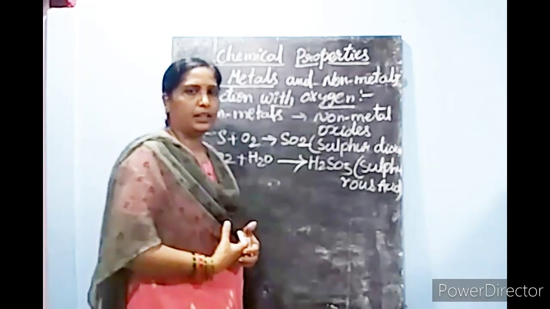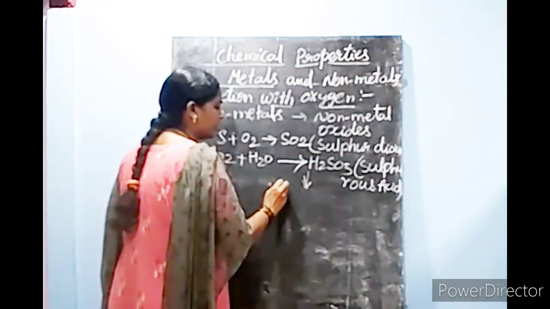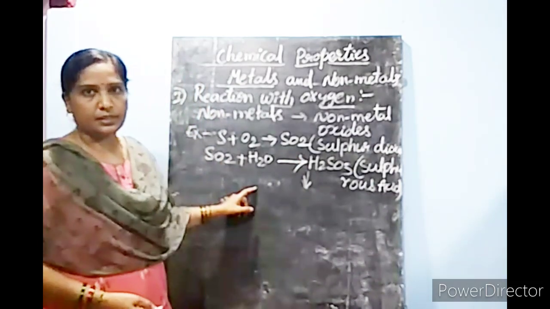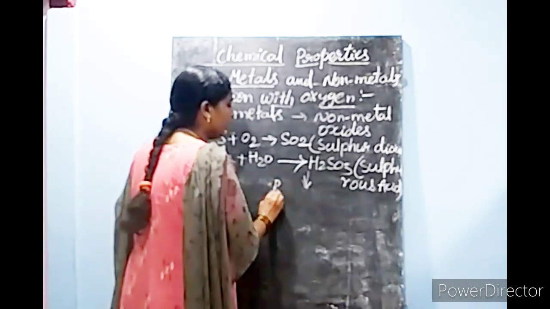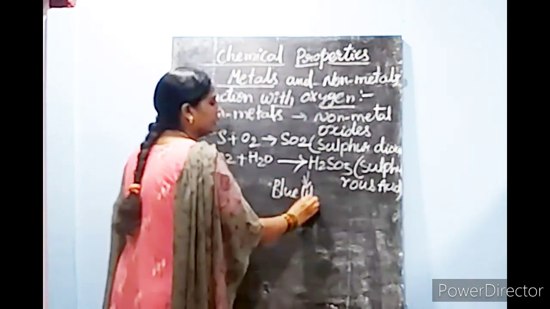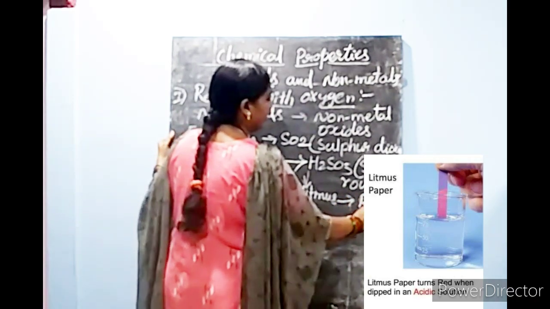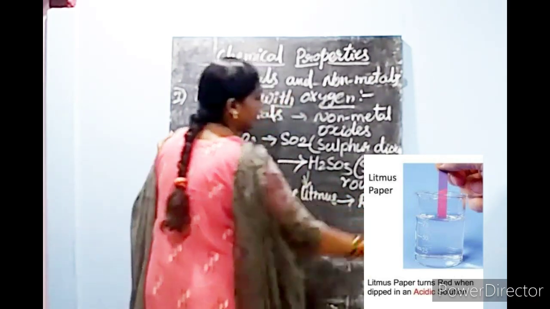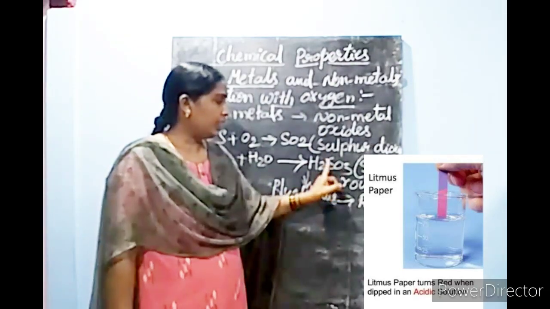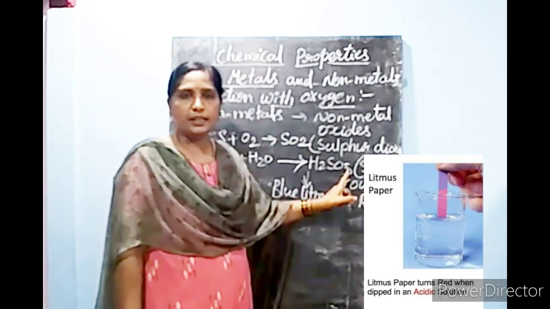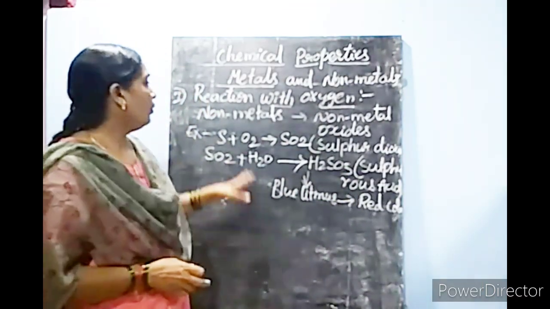How do we know that? Again, the same way, you take litmus papers and test with this H2SO3. Now here the blue litmus paper changes into red color. This is the indication that the given H2SO3 is acidic in nature. So did you understand now?